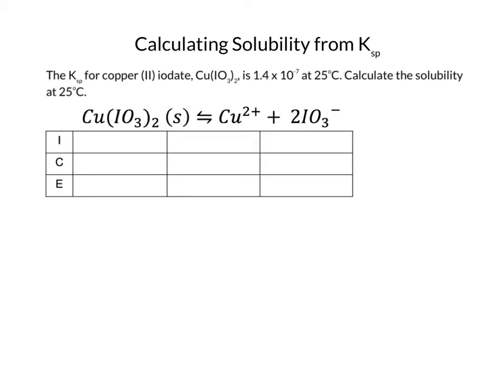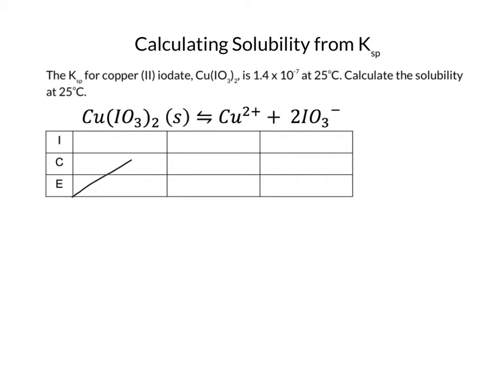This next problem is slightly different. We're going to be calculating solubility from Ksp. In other words, we're solving for X. So the Ksp for copper(II) iodate is 1.4 times 10 to the negative seventh at 25 degrees Celsius. Calculate the solubility at 25 degrees Celsius.